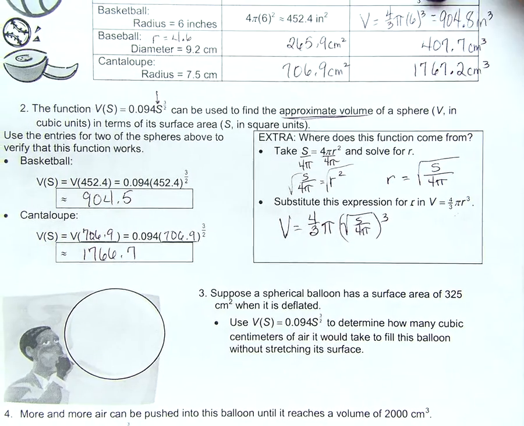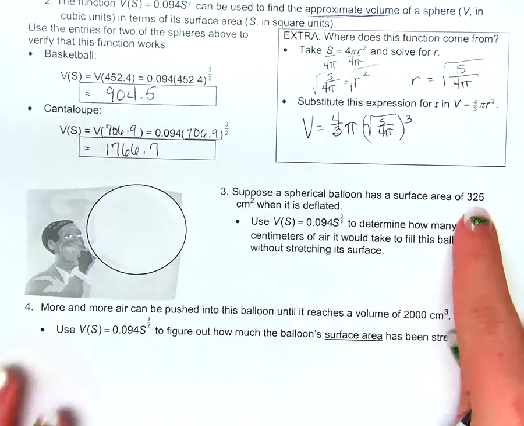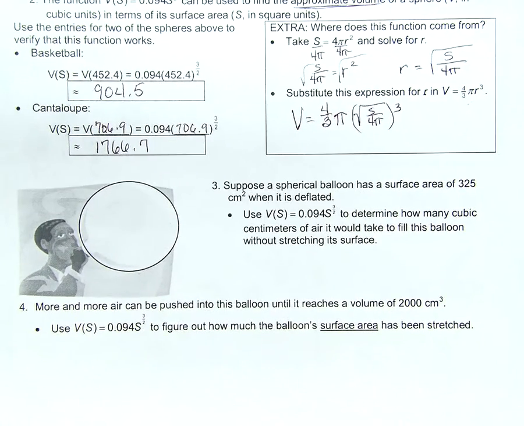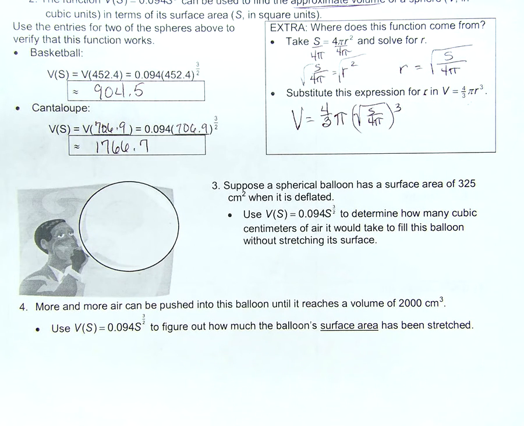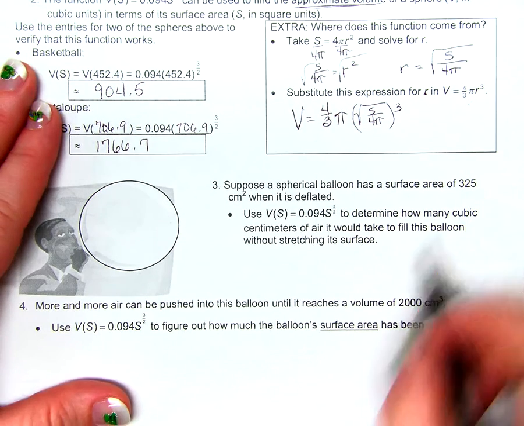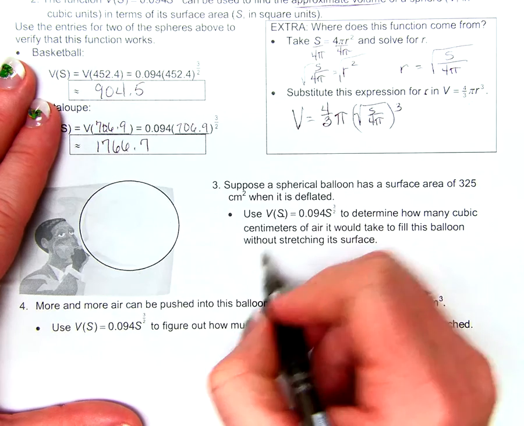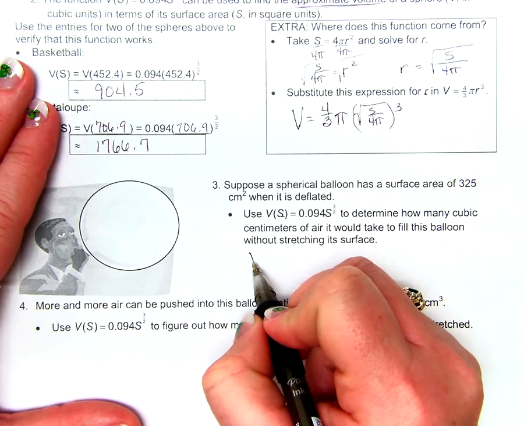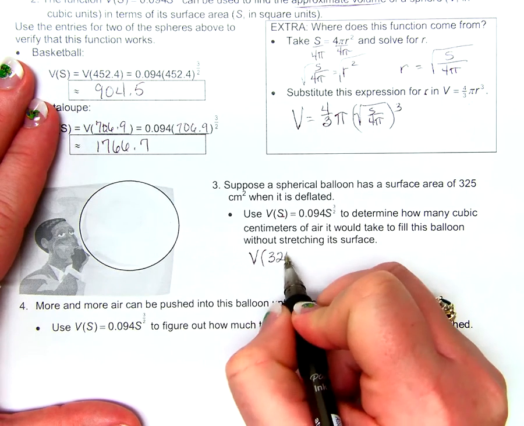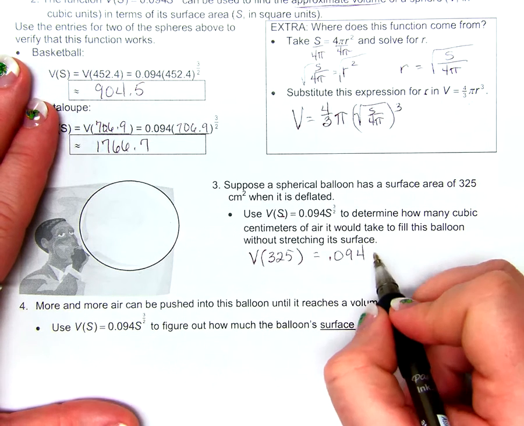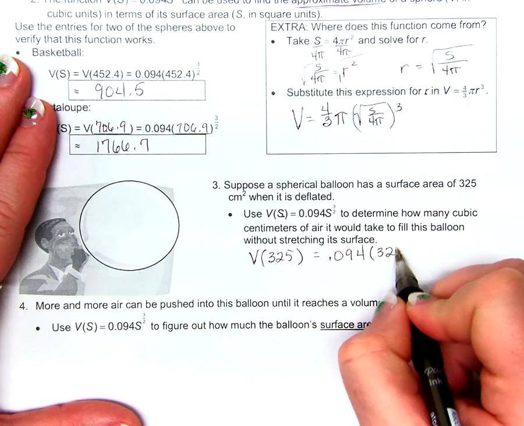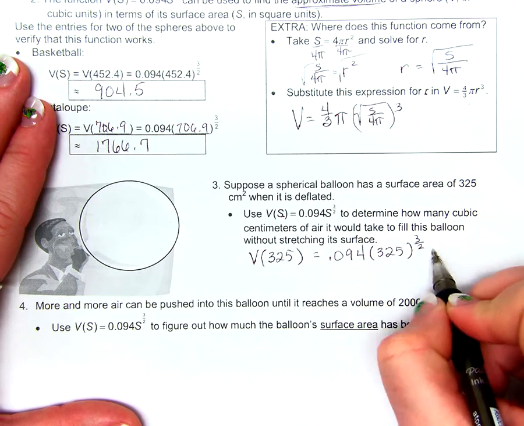So suppose a spherical balloon has a surface area of 325 centimeters squared when it's deflated. Let's use this formula to determine how many cubic centimeters of air it would take to fill the balloon without stretching its surface. So we take 325 and substitute it in for S, because that's the surface area. So V of 325 equals 0.094 times 325 raised to the 3/2 power.